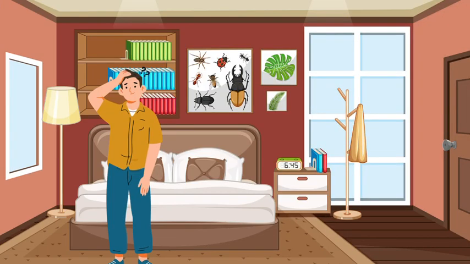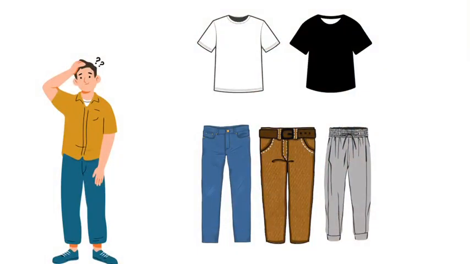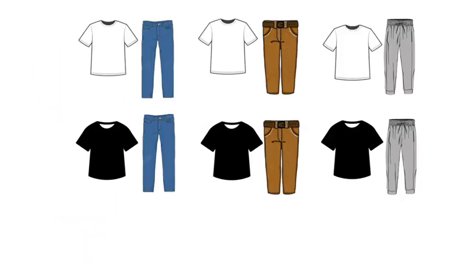Another example is picking out an outfit. If you have to choose between either wearing a white or black shirt, then pairing with denim pants, brown pants, or gray pants, how many ways can you pair your outfit? That's easy. Simply multiply your options for shirts, which is 2, and your options for pants, which is 3. So you can make 6 different outfits with 2 shirts and 3 pants.